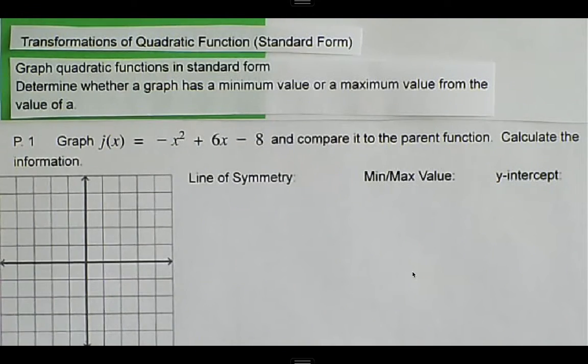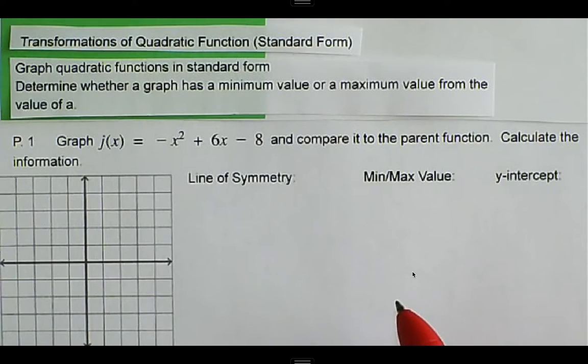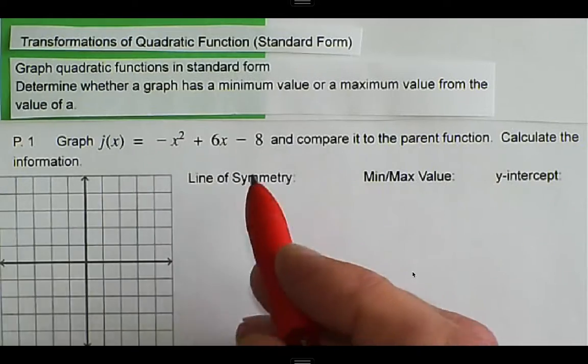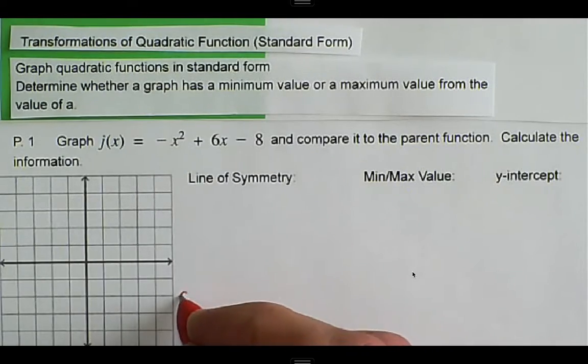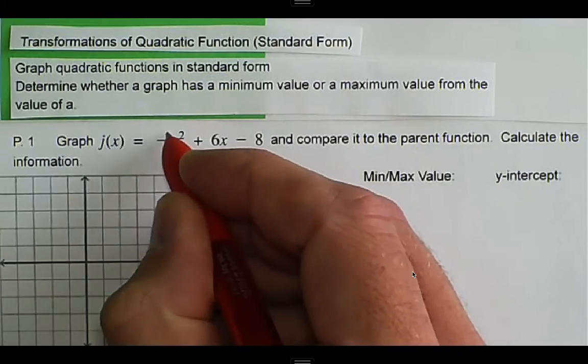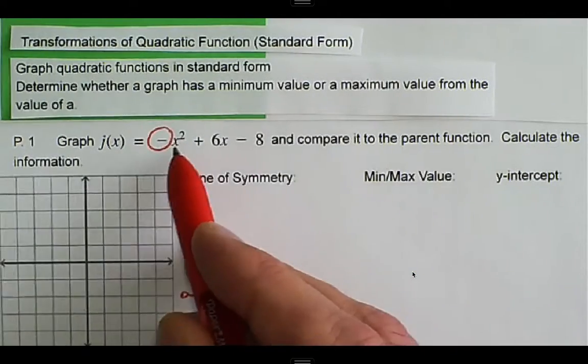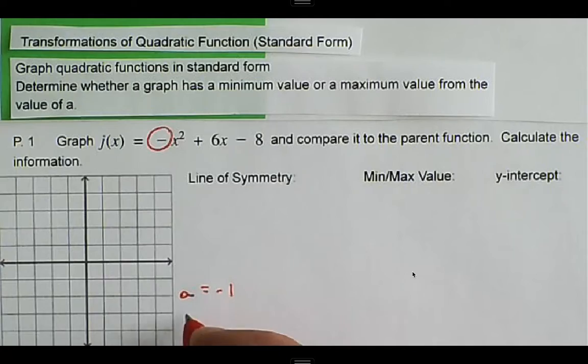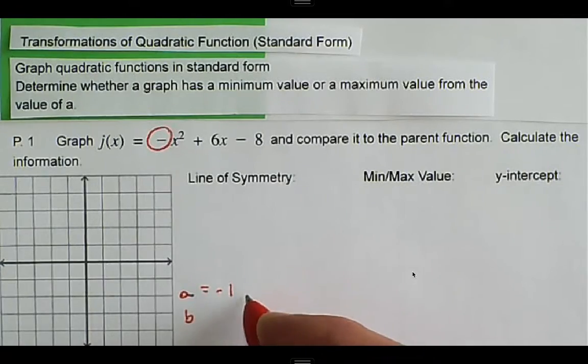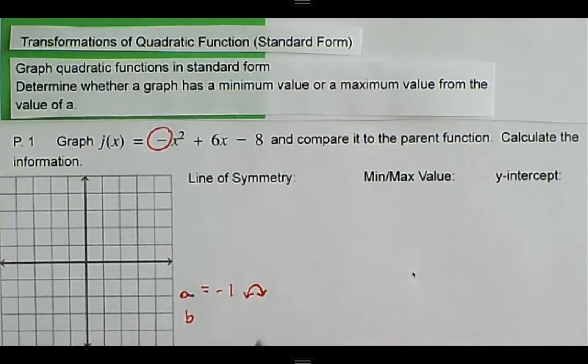We were talking about transformations of quadratic functions in standard form, and we want to graph quadratic functions and determine whether the graph has a minimum value or a maximum value from the a value. So I want to identify the a, b, and c value to start with. a is going to be that value in front of the x squared, so a is equal to -1. Because it's -1, I know that my parabola is going to be concave down, or open down.